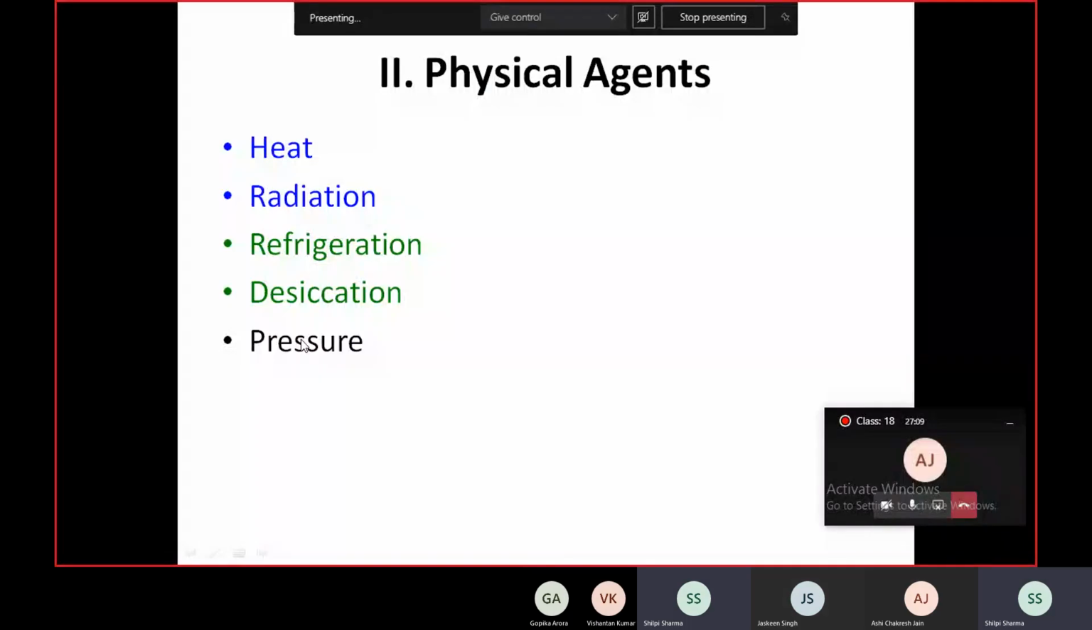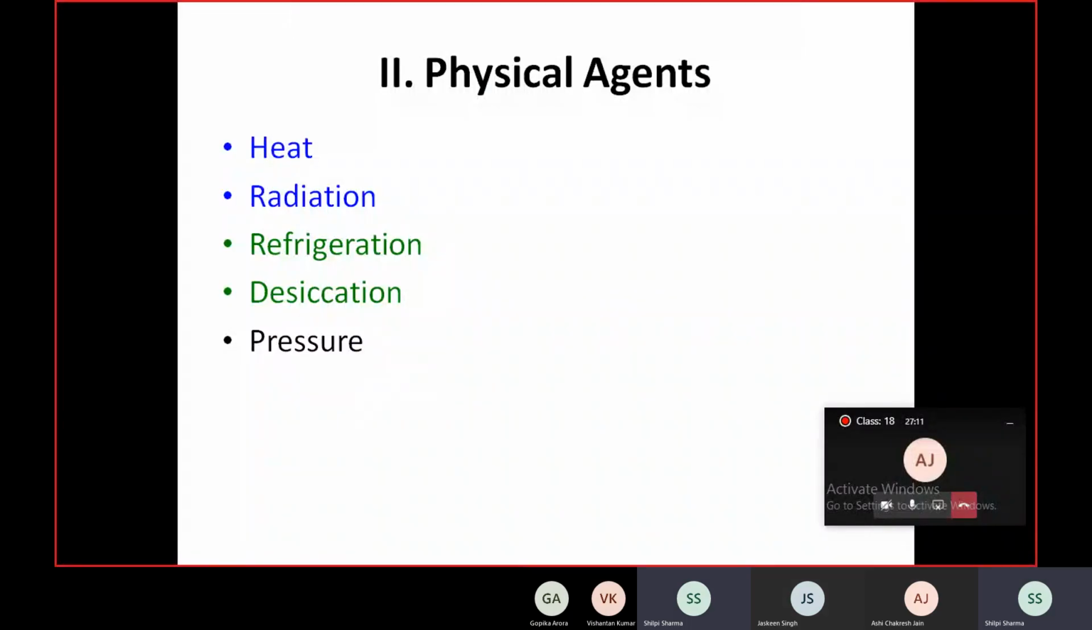Yeah, so we are talking about controlling microorganisms, and in the last class, I talked about the three main categories of agents.